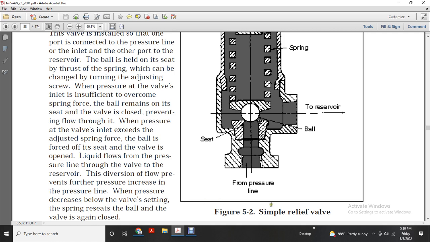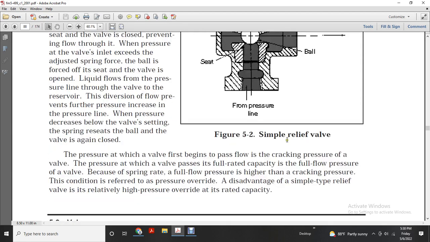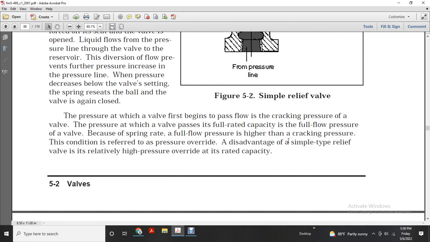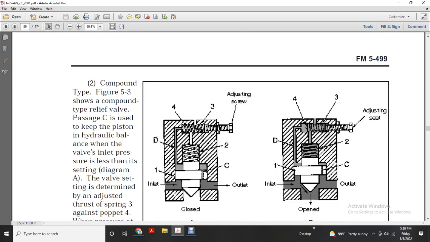Figure 5.2 shows a simple relief valve from the pressure line, with the seat, ball to the reservoir, spring, and adjusting screw. The pressure at which the valve first begins to pass flow is the cracking pressure of the valve. The pressure at which the valve passes its full rated capacity is the full flow pressure of the valve. The spring-rated full pressure is higher than the cracking pressure. This condition is referred to as pressure override. The disadvantage of this simple type relief valve is a relatively high pressure override at its rated capacity. 2. Compound type. Figure 5.3 shows the compound type relief valve, which keeps the piston hydraulically balanced within the valve with the inlet pressure less than its setting, as in diagram A.